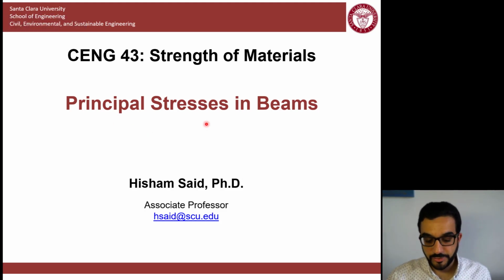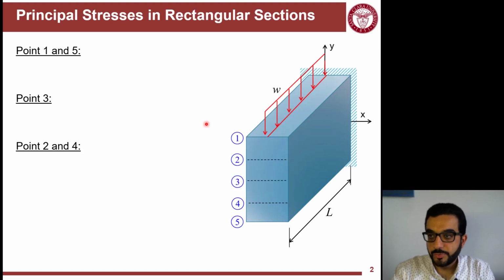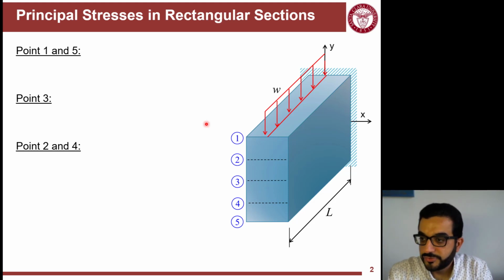Welcome. This video will see how we identify maximum principal stresses in beams. We'll start with looking at this rectangular beam, and it's subject to a distributed load W. It's a cantilever supported at the farther end here, and we're looking at 5 points at different elevations. And these points are at the critical sections.